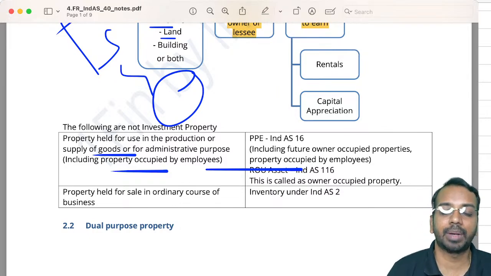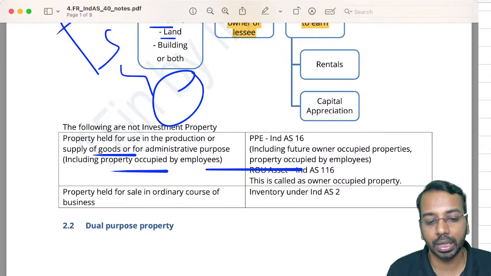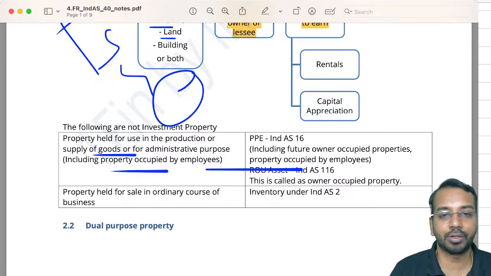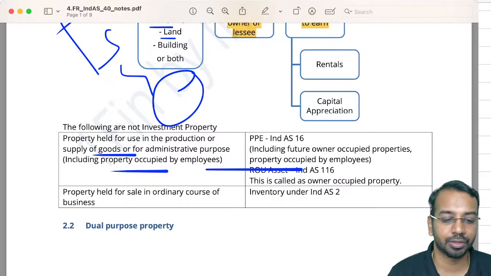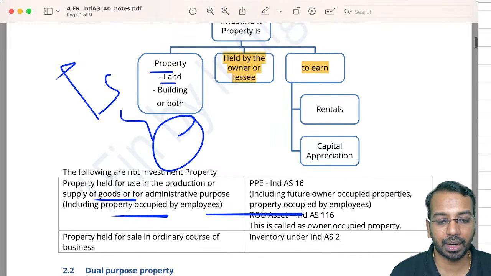It is property, plant, and equipment as per Ind AS 16. We call it owner occupied property. Property held for sale in the ordinary course of business, what we understood yesterday, that is inventory under Ind AS 2. Okay, so that is the key part of the definition.